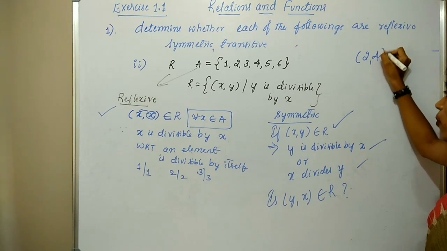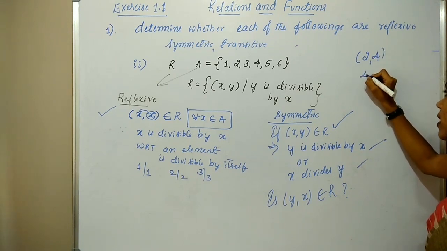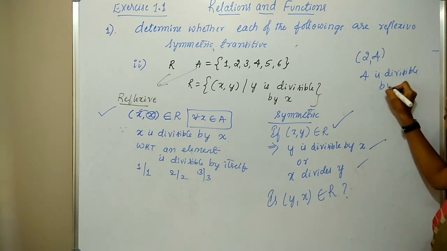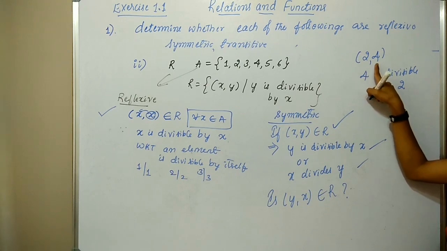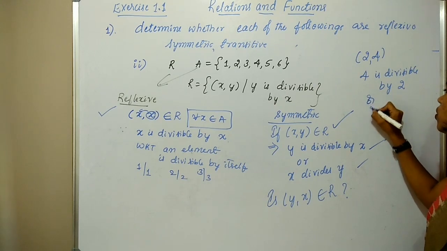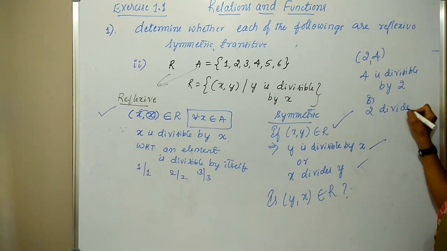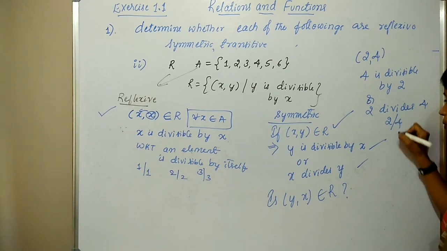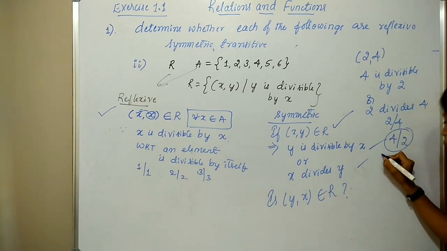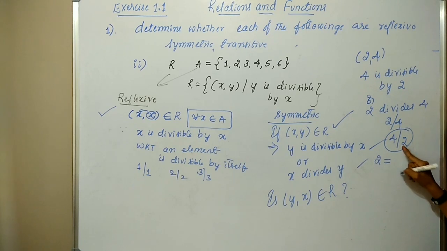If I take 2 comma 4, what does it mean? 4 is divisible by x. 4 is divisible by 2. In place of y we have 4, in place of x we have 2. So 4 is divisible by 2, or 2 divides 4. 2 clearly divides 4. Okay. What about the opposite? Does 4 divide 2? 2 can be written as 4 into some number. That number must be an integer. Is it okay? No.